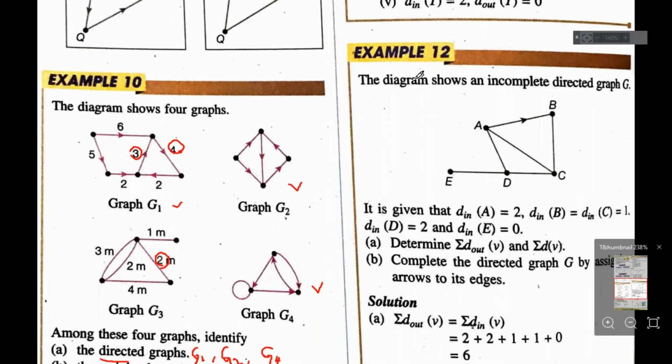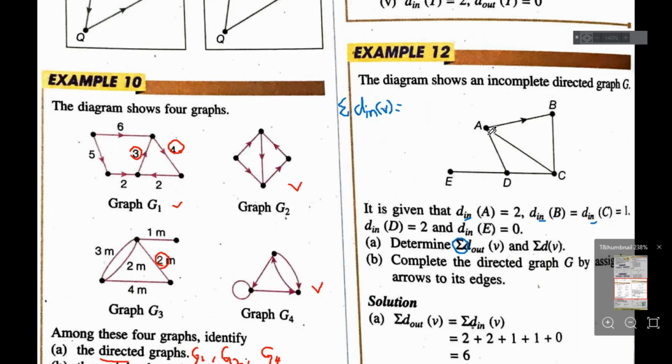Example 12. The diagram shows an incomplete directed graph G. It is given that in degree of A equals 2, in degree of B equals in degree of C equals 1, in degree of D equals 2, and in degree of E equals 0. Determine the summation, this is the total, of out degree, and the summation of degree. Okay, so we are given in degree for each vertex. First, we calculate the summation of in degree of every vertex here.